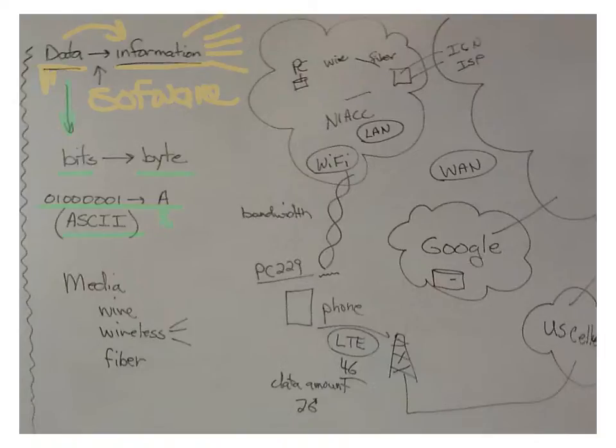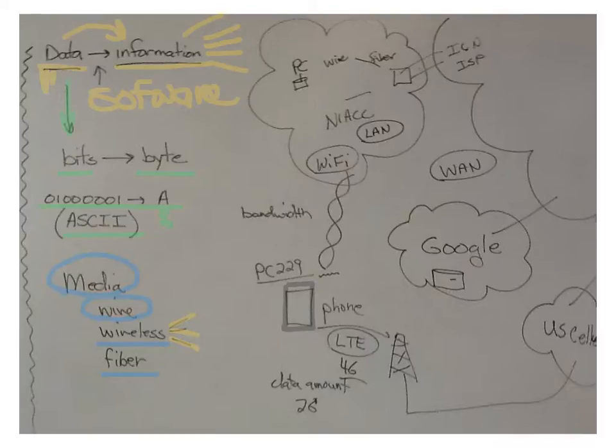We can send them through wire, we can send them through the air, or we can send them through a fiber optic tube, often referred to as media. And then when we talked about wireless, we talked about the different types of wireless. And I'll mention that more here in a little bit.